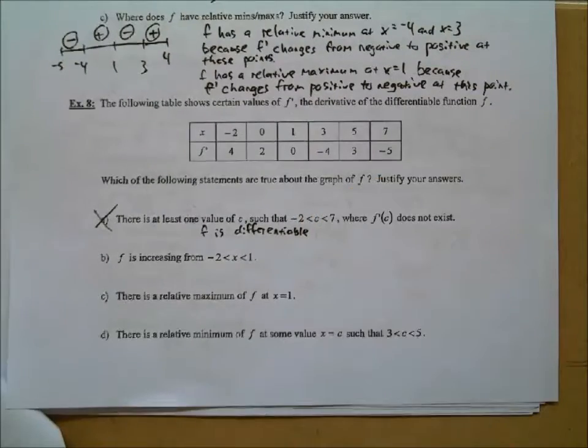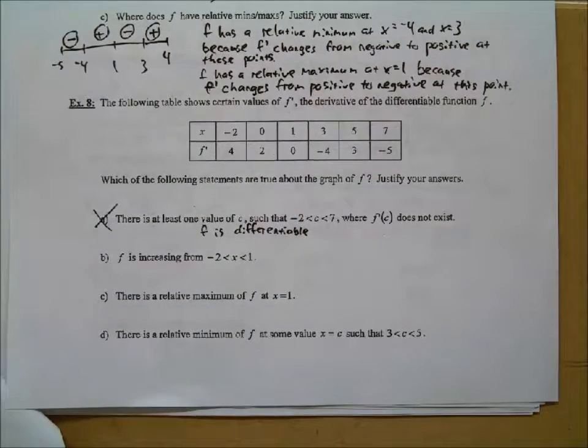Okay, so that's why that's false. All right, letter B. F is increasing from -2 to 1. Okay, so what's your justification for saying that f is increasing from -2 to 1? F prime is greater than 0.